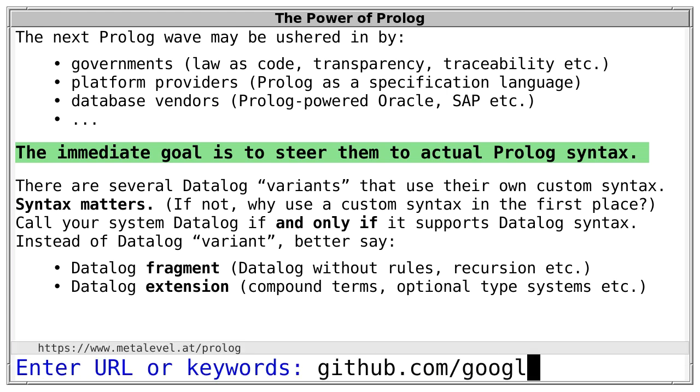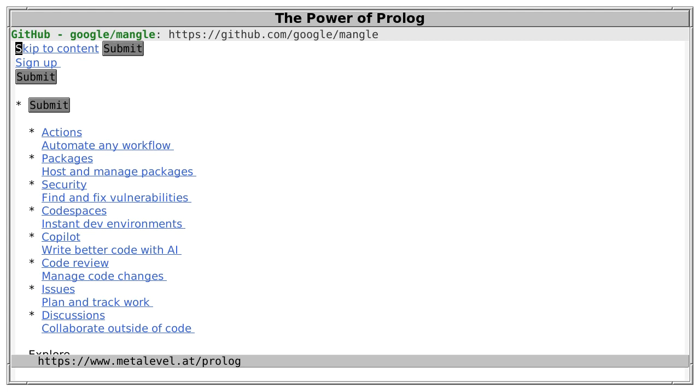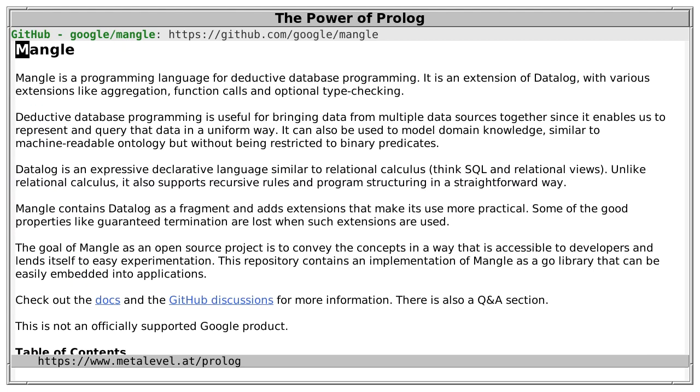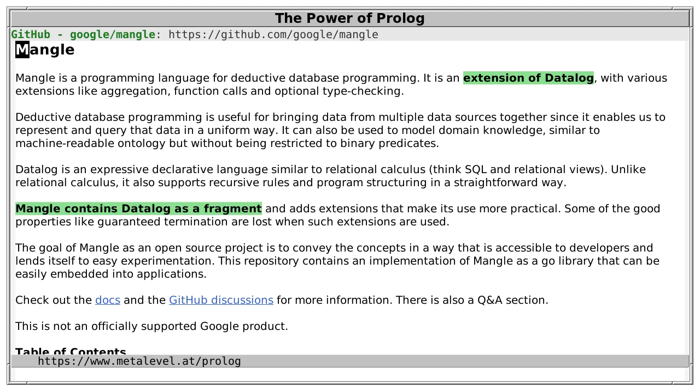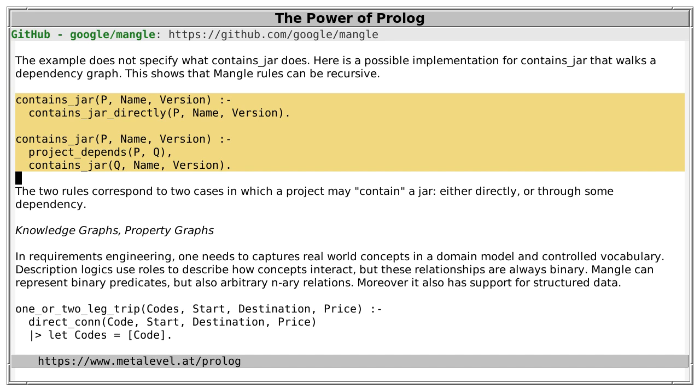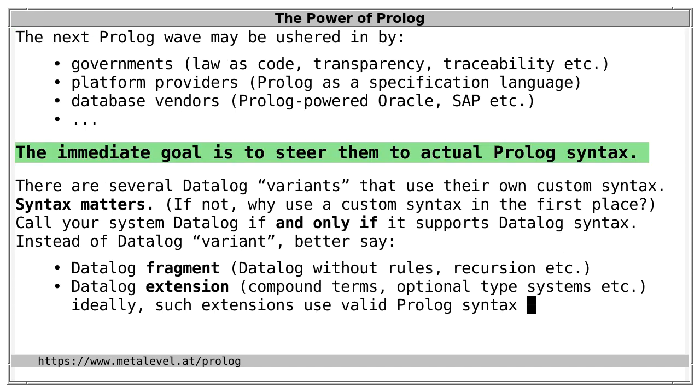And for instance, the Mangle project uses exactly this terminology, because here in the README, it says right from the start, Mangle is an extension of Datalog. So this means that Datalog is supported as a subset, or as it says here, a fragment of the language. So this implementation and documentation is really exemplary, because from this it's clear that actual Datalog syntax is supported. And Mangle goes beyond this subset and provides extensions. And ideally, such extensions also use valid Prolog syntax.